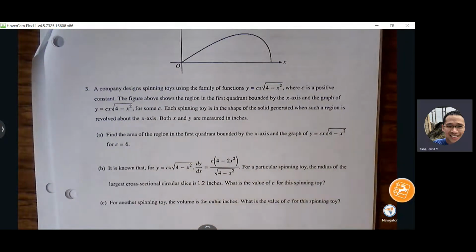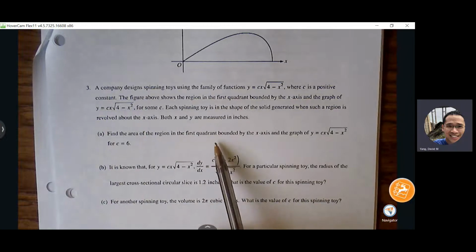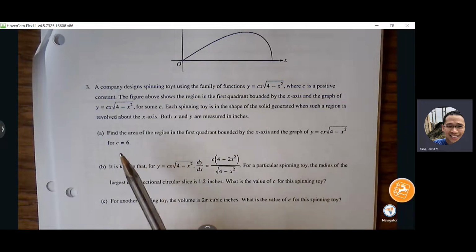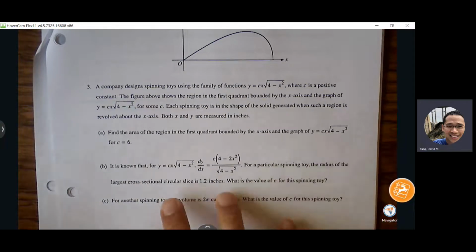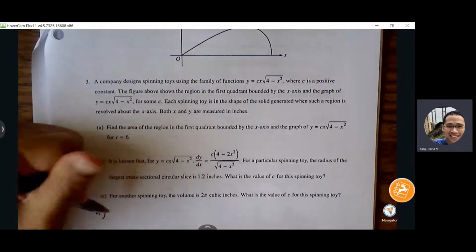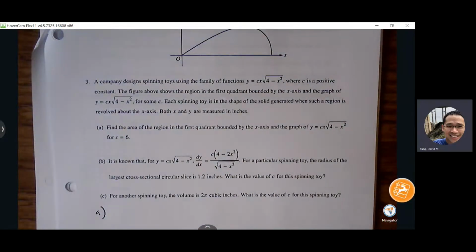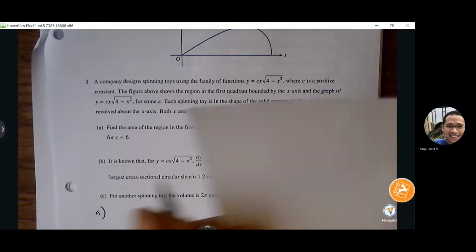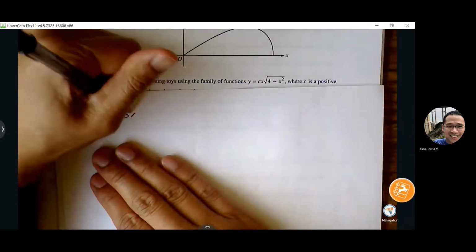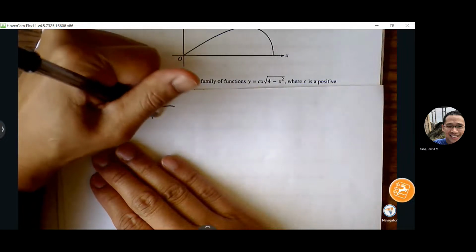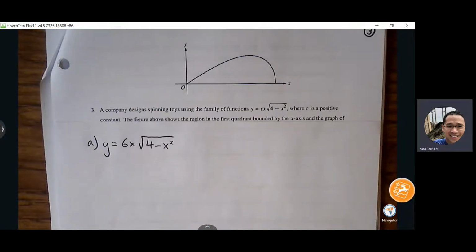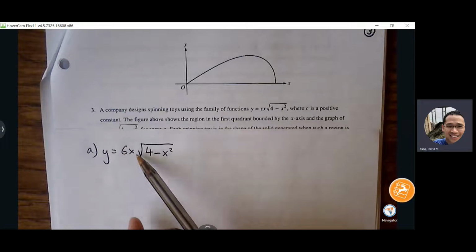All right, part A, find the area of the region in the first quadrant bounded by the x-axis and the graph for c equals 6. So we have our c value, which is 6. We can go ahead and update our equation here. So we'll let our function... okay, we have our c value updated, so we know that's the function.